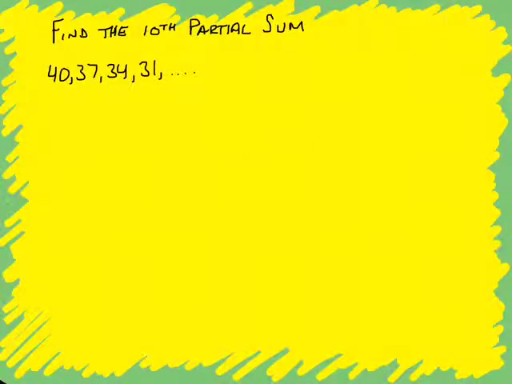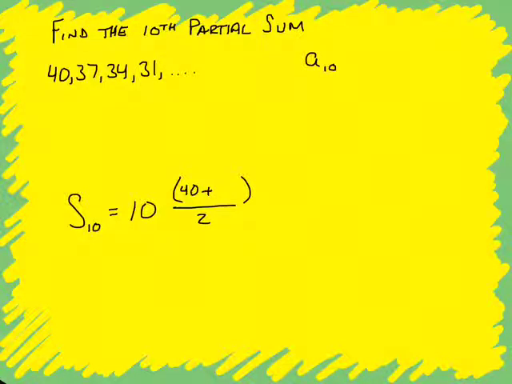Let's do one last problem in this video. We want to find the 10th partial sum, so we want to find S sub 10. We know we're going to have 10 terms. We know we're going to have divided by 2. We know we're going to have 40 for our first term. We know we want to add our last term, but we don't know what a sub 10 is. So we're going to have to figure out what a sub 10 is.